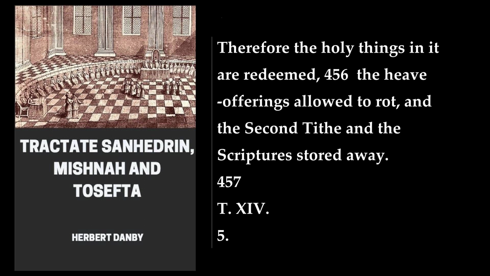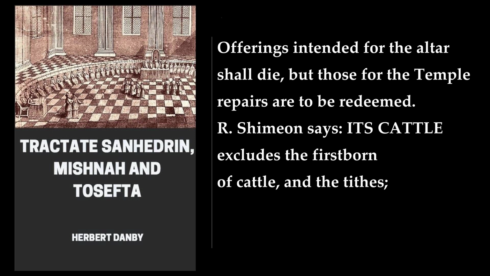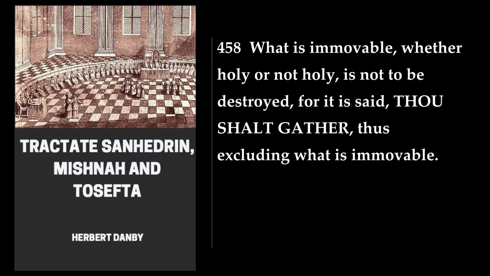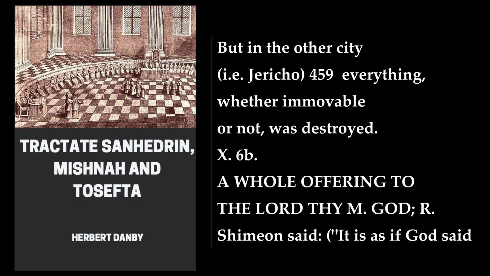457. T. 14. 5. Offerings intended for the altar shall die, but those for the temple repairs are to be redeemed. R. Shimeon says, "its cattle" excludes the firstborn of cattle, and the tithes. And "its spoil" excludes money belonging to the temple or the money for the second tithe. For 58 what is immovable, whether holy or not holy, is not to be destroyed, for it is said, "Thou shalt gather," thus excluding what is immovable. But in the other city, i.e. Jericho, 459 everything, whether immovable or not, was destroyed.